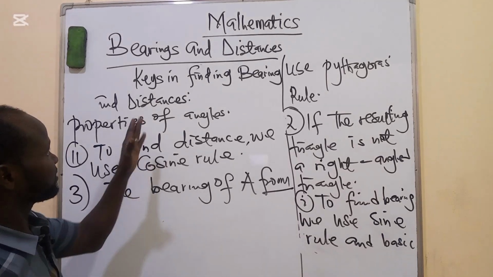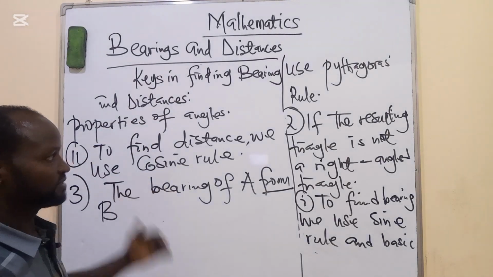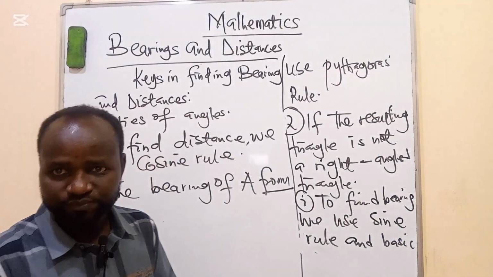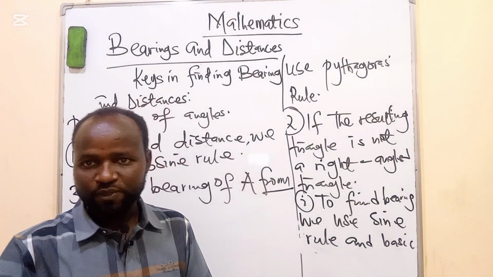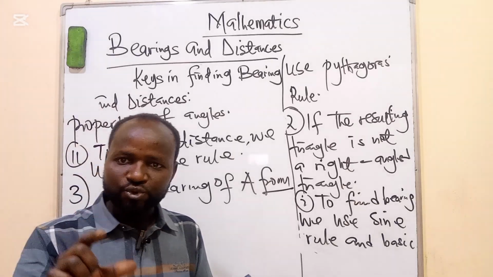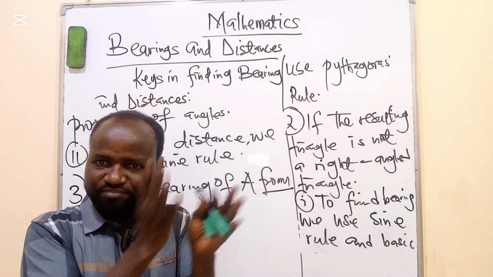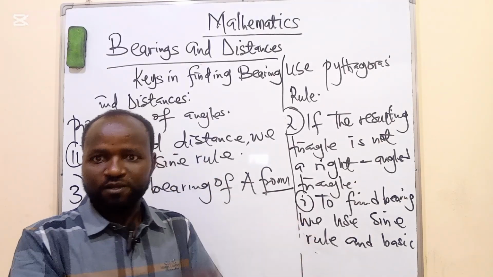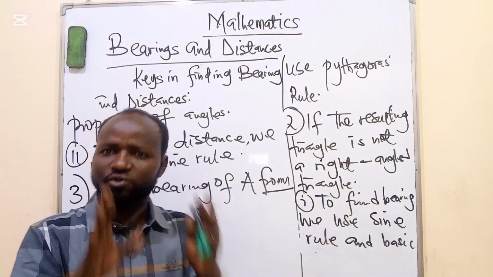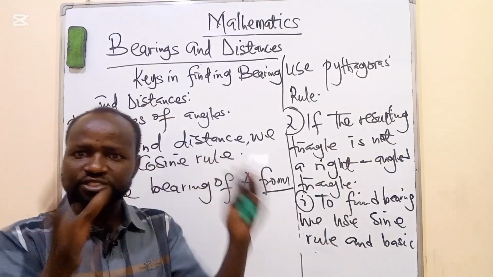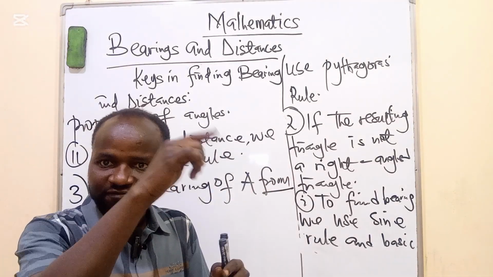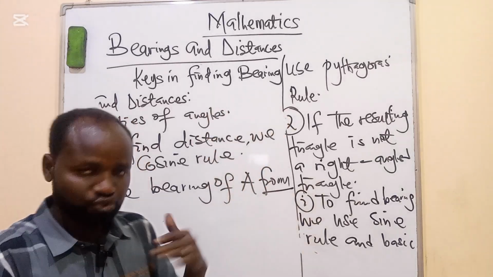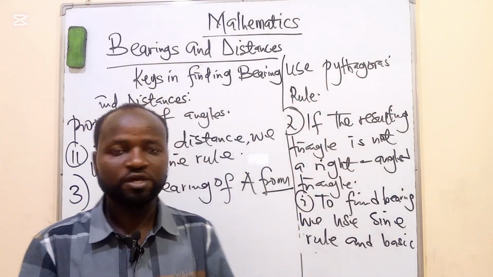These are the likely questions the examiner asks as far as bearing and distance is concerned. So these are the keys that you need in finding bearing and distance. Let me repeat it again verbally. Number 1, if the resulting triangle is a right angle triangle, to find bearing, we use the knowledge of trigonometry, that is SOHCAHTOA, and basic properties of angles. To find distance, if the resulting triangle is a right angle triangle, meaning after you finish the drawing you have 90 degrees, we use Pythagoras rule. Very important. That is key number 1.